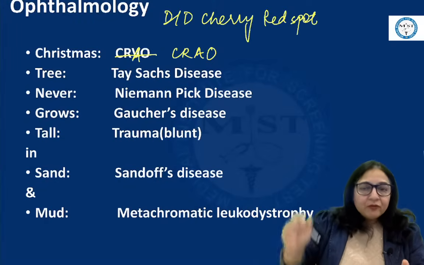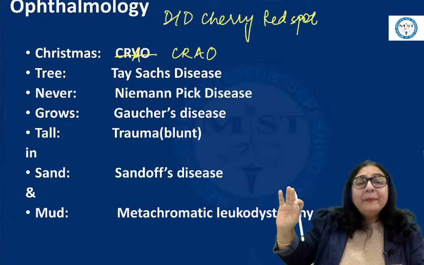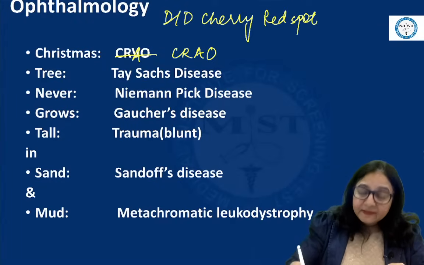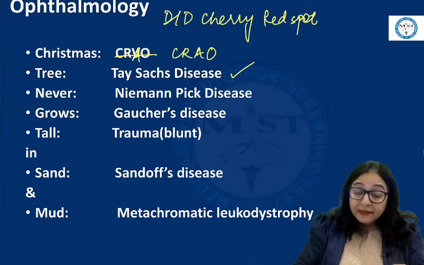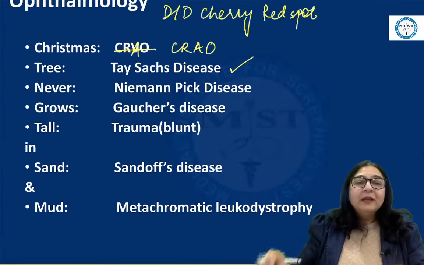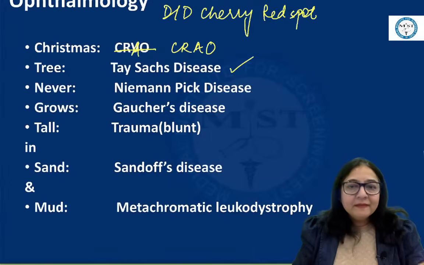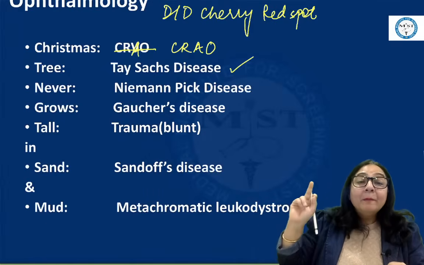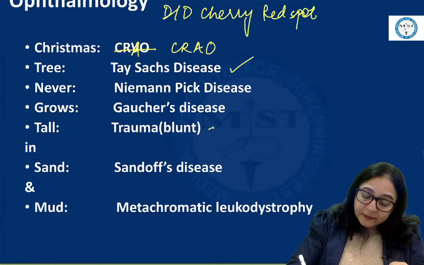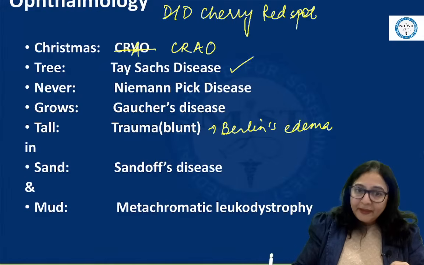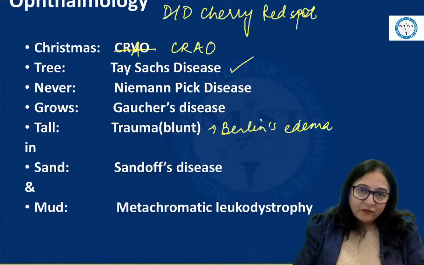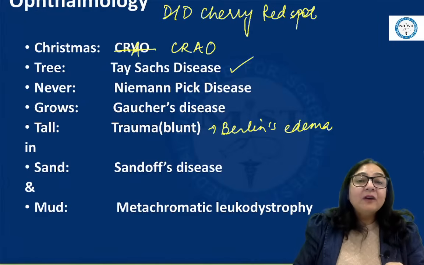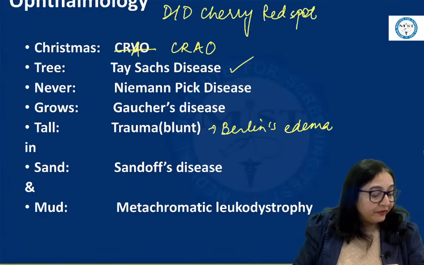Then Tay-Sachs disease. Among the lipid storage diseases, Tay-Sachs disease is the one most commonly associated with cherry red spot, though it can be present in Niemann-Pick disease, Gaucher, Sandhoff also. Then trauma, blunt trauma, causes Berlin's edema, in which again you see a cherry red spot in the macula. And then of course metachromatic leukodystrophy. So this is the differential diagnosis of the cherry red spot.